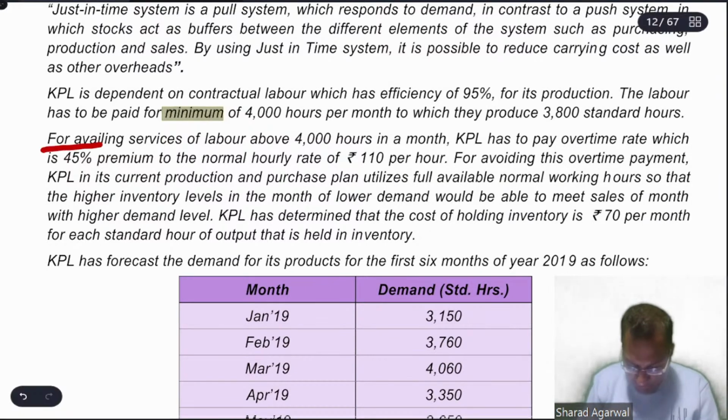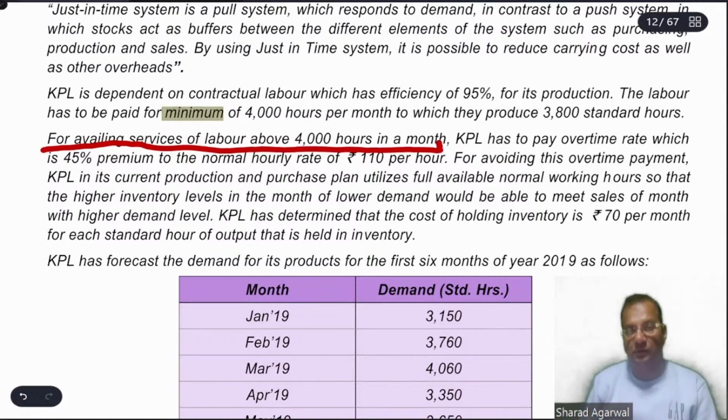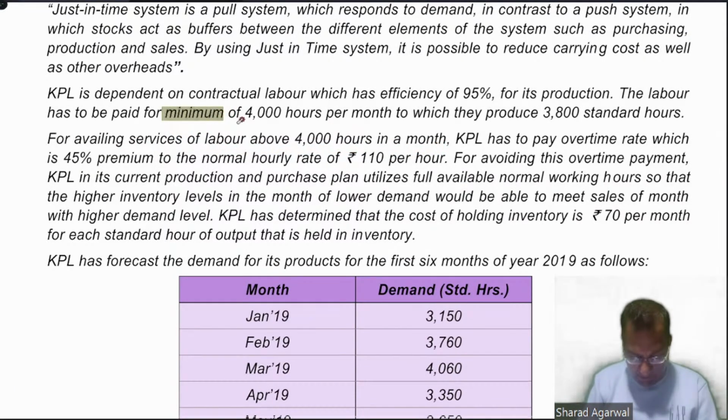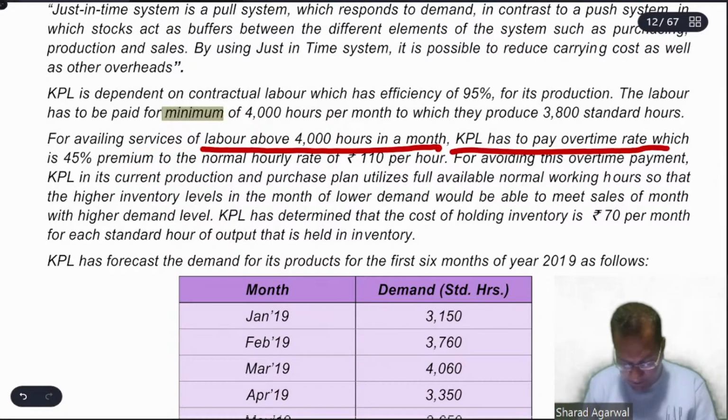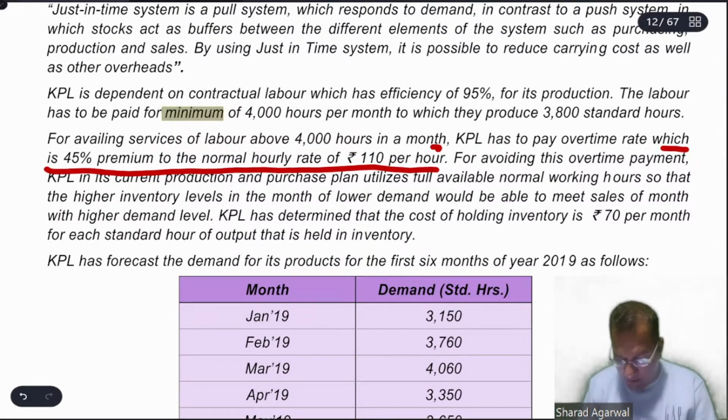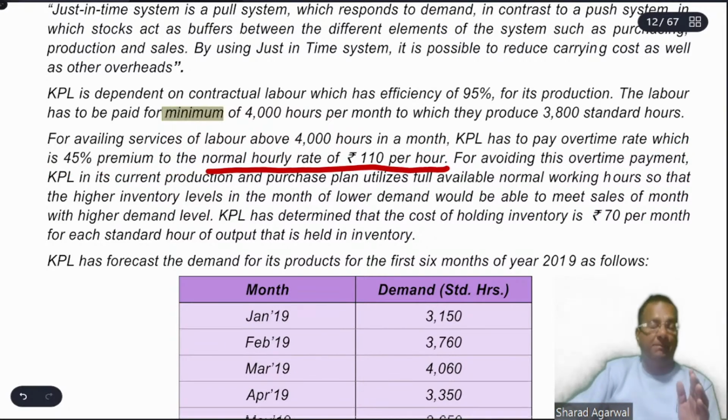For availing services of labor, about 4,000 hours in a month, this is the minimum work. This is not the maximum labor capacity. You are having labor capacity above 4,000 also. If you want to avail services of labor above 4,000 hours in a month, the company has to pay overtime rate, which is a 45% premium to the normal hourly rate of 110 per hour.